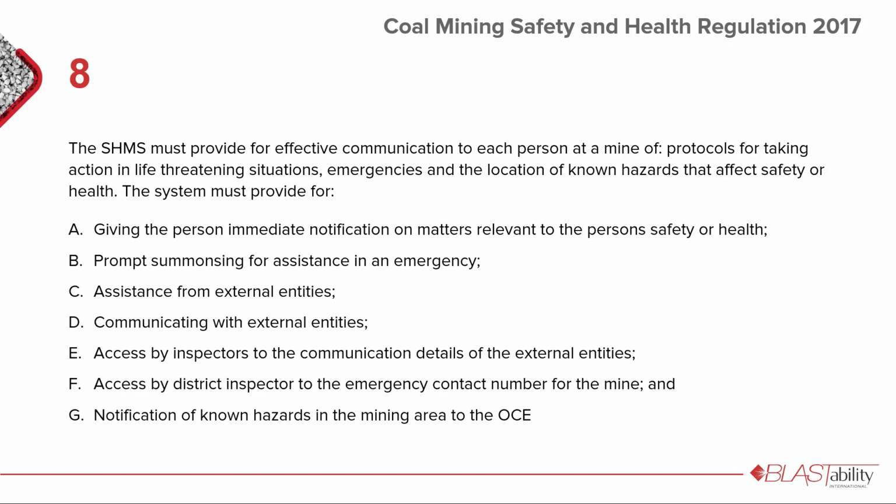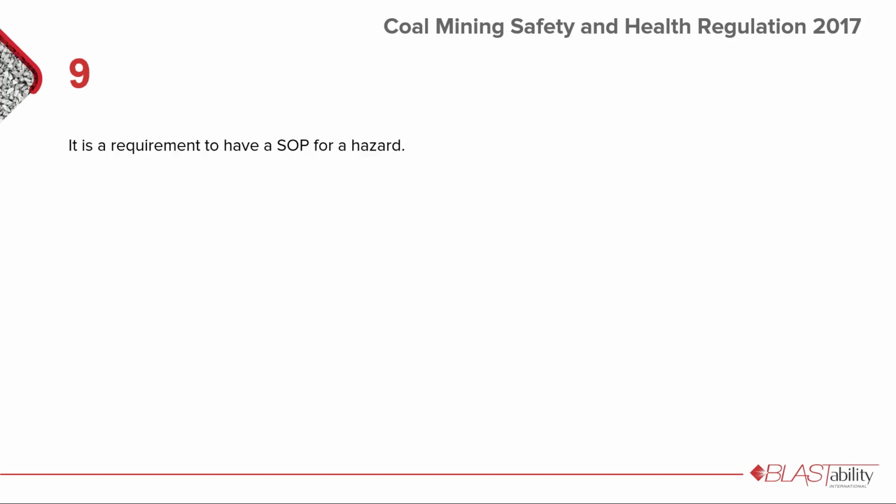8. The SHMS must provide for effective communication to each person at a mine of protocols for taking action in life-threatening situations, emergencies, and the location of known hazards that affect safety or health. The system must provide for giving the person immediate notification on matters relevant to the person's safety or health, prompt summonsing for assistance in an emergency, assistance from external entities, communicating with external entities, access by inspectors to the communication details of the external entities, access by district inspector to the emergency contact number for the mine, and notification of known hazards in the mining area to the OCE.